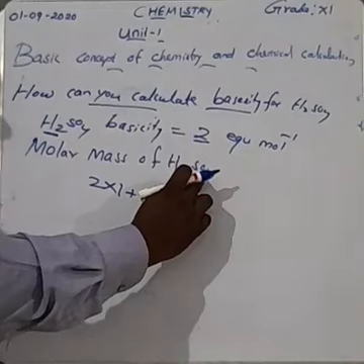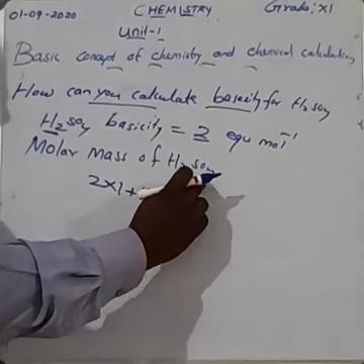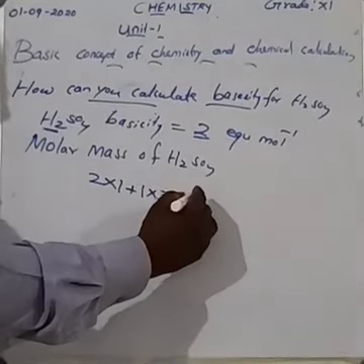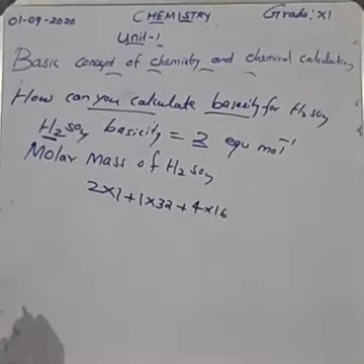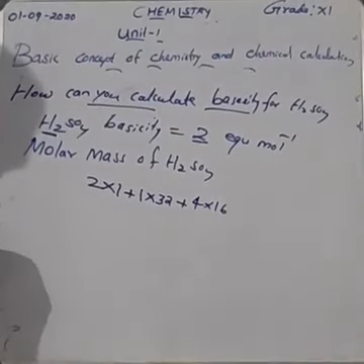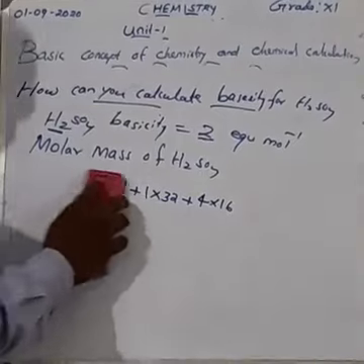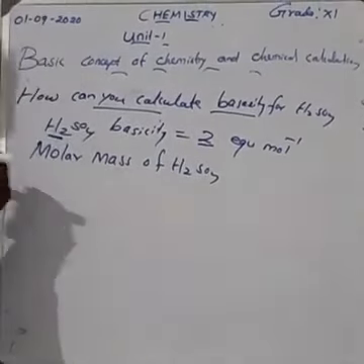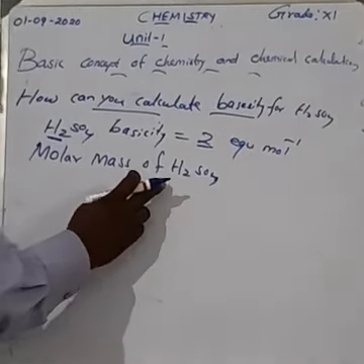Atomic number of oxygen is equal to 8. Mass number is equal to 16. How much oxygen is there? 4. 4 into 16. Here, any doubt? Okay. Sulfuric acid, molar mass for sulfuric acid.